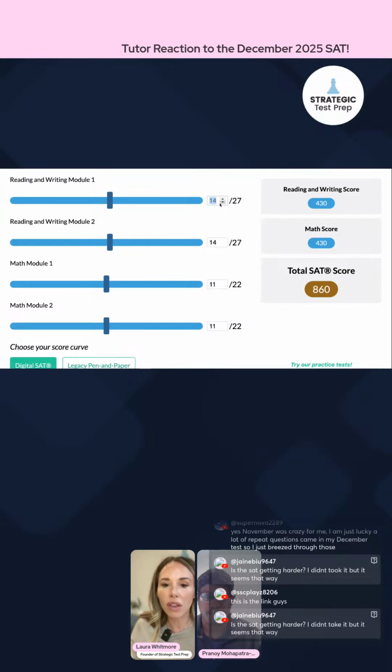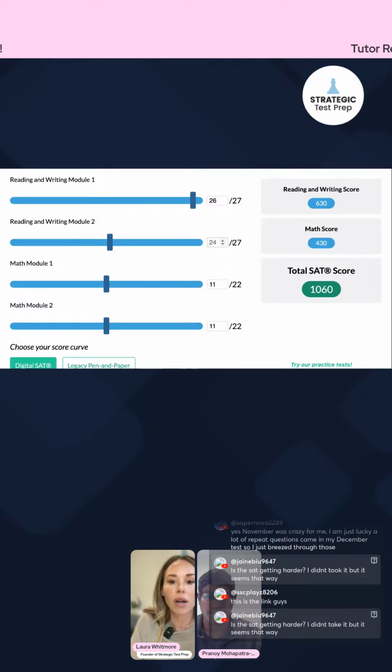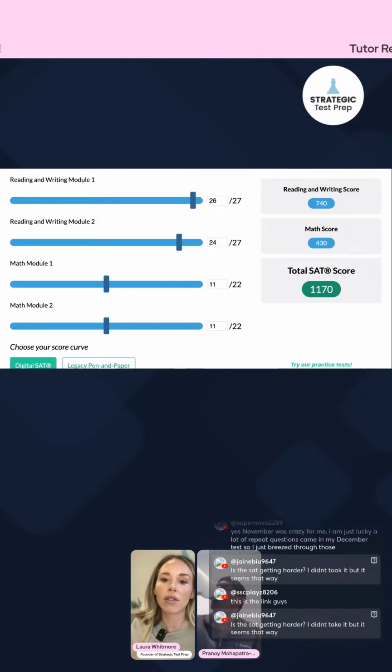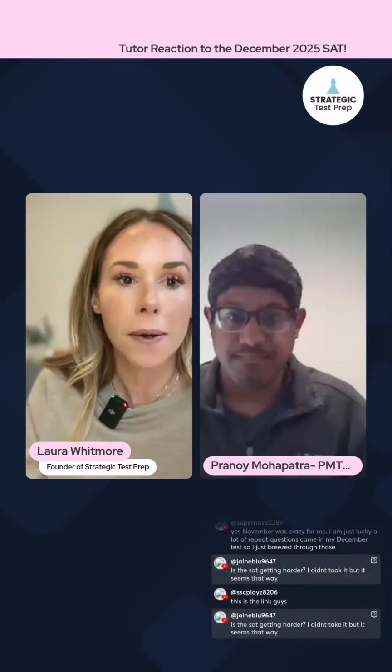But if you think maybe you got 1 wrong on module 1 English and 3 wrong on module 2 English, you can type your numbers in, and that would give you a general sense of roughly what you would score. So that's something you can use if you just want to get a general idea.